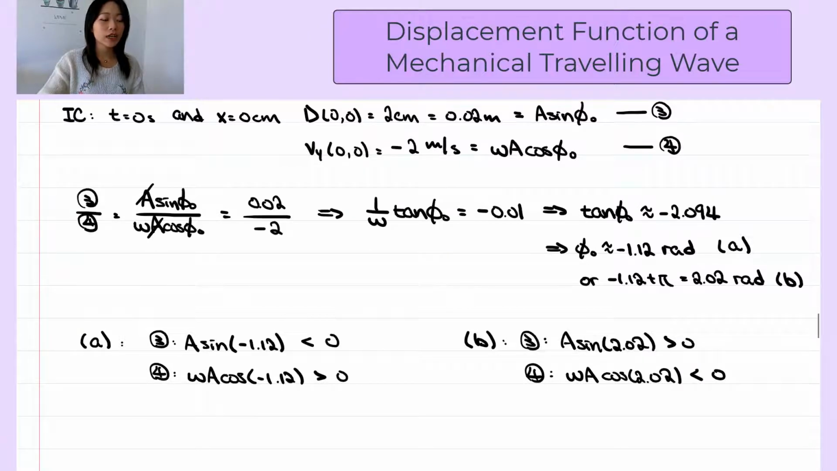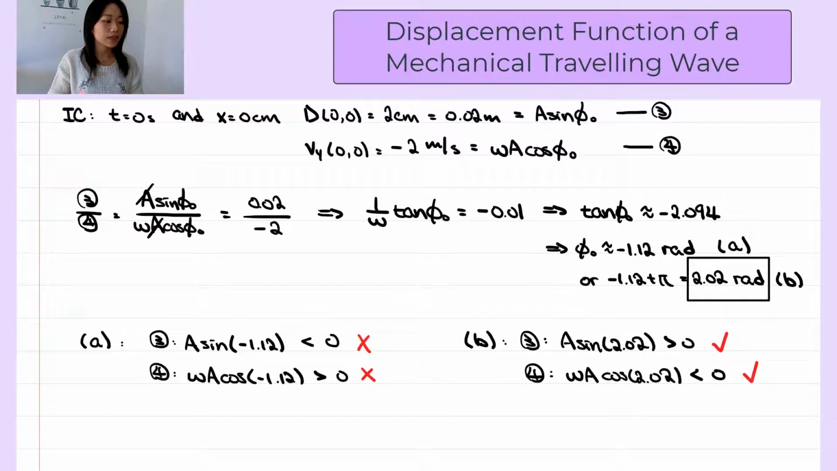But what are the initial conditions given in the problem? The initial condition for displacement is positive 2 centimeters, which is positive. So solution A gave us the wrong initial displacement, and solution B is the correct one. Then it should be consistent with velocity. Let's see that. It's given that initial velocity is negative 2. Solution A gave us the wrong sign. Solution B gave us the correct sign, which means the phi naught for this wave is 2.02 radians.